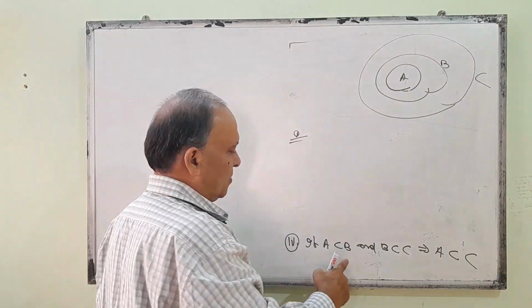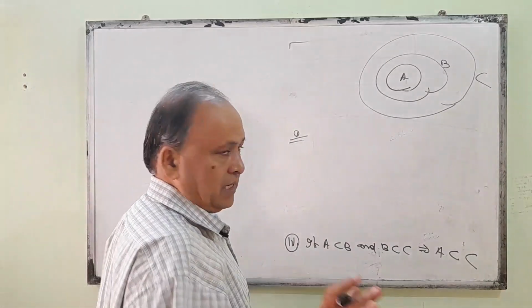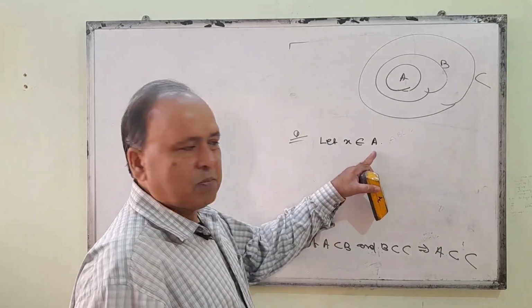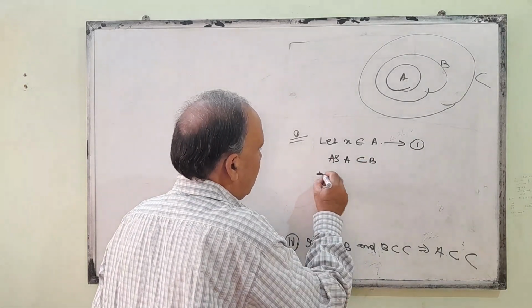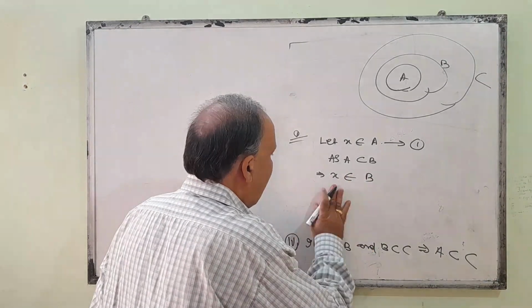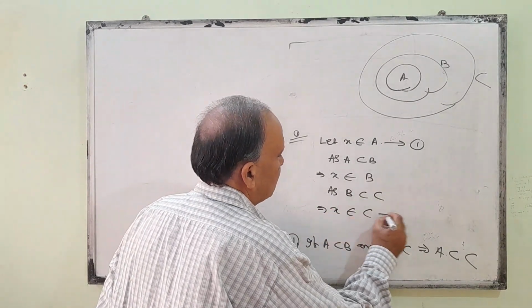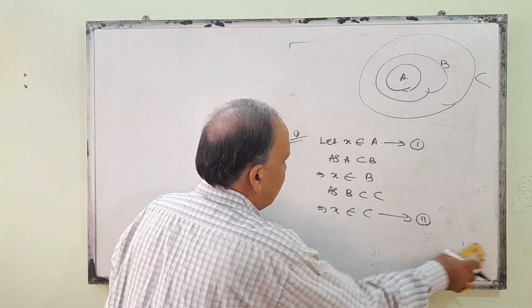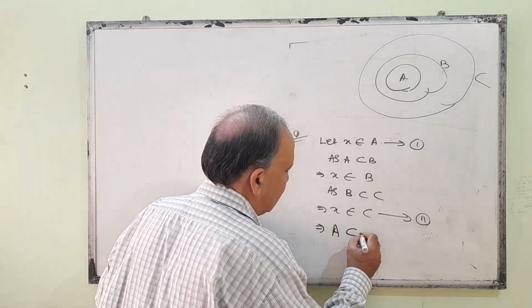Proof. If A is a subset of B and B is a subset of C, we can say A is a subset of C. How can you prove it? Let x belong to A. This is the first equation. As A is a subset of B, this implies that x belongs to B, because A is inside B. Again, as B is a subset of C, this implies that x belongs to C. This is the second equation. If x belongs to A, this implies x belongs to C, so by the definition of a subset, we can say A is a subset of C.